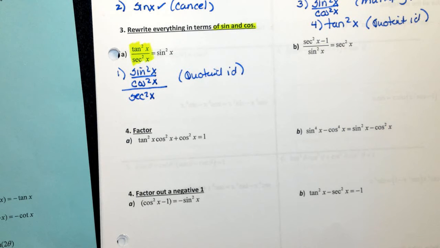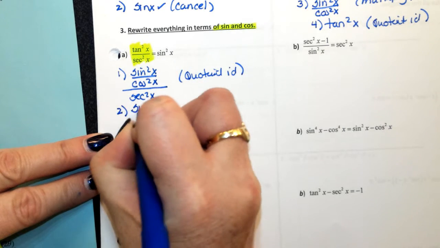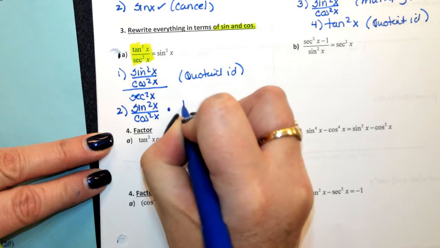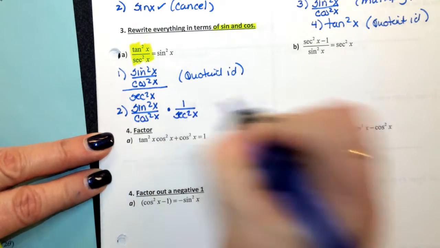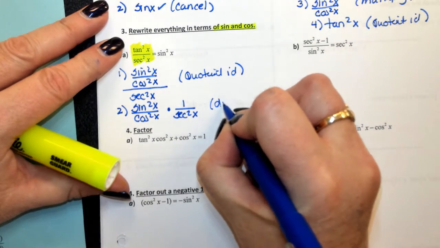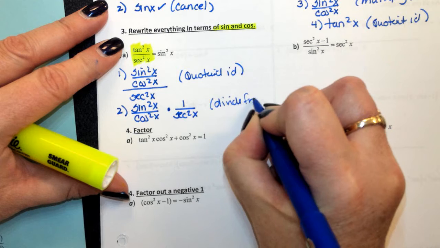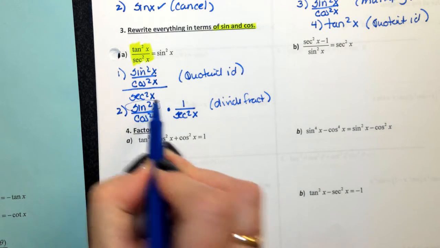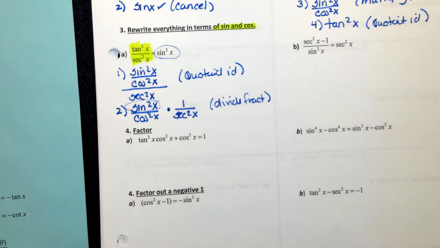Now, you're dividing fractions, which means you can rewrite this as a multiplication problem. How do you divide fractions? Multiplying by the reciprocal. So sine squared x over cosine squared x times 1 over secant squared x. And this is just dividing fractions, or you can say multiply. So right here, guys, notice there's that sine squared x that I need. That's what I'm trying to get to.